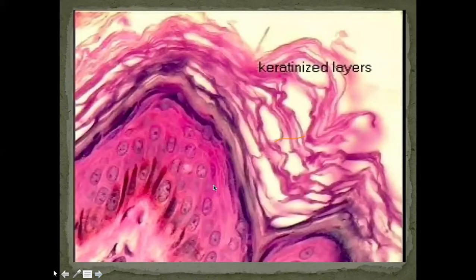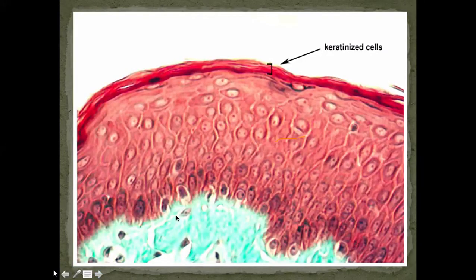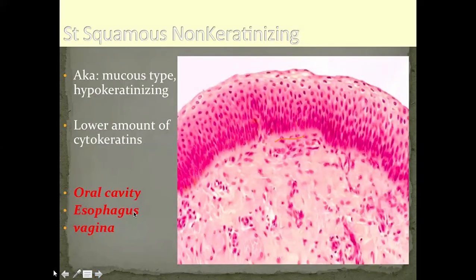So again, this is the stratified squamous, and you can see here the keratin materials, the keratinized layers. So it is called stratified squamous keratinizing. Another picture: the apical portion, the basal portion, you can see the flat cells here, stratified squamous. Then you have the keratinized cells or the keratin materials. How about the other type?